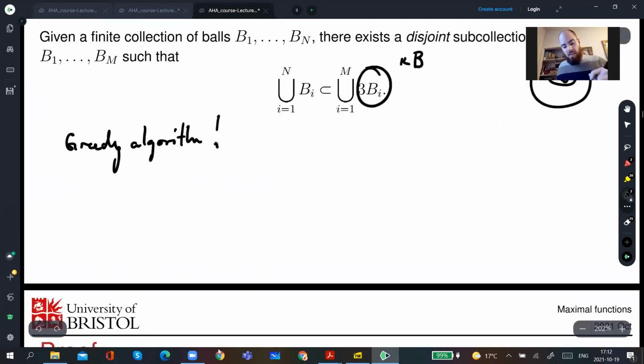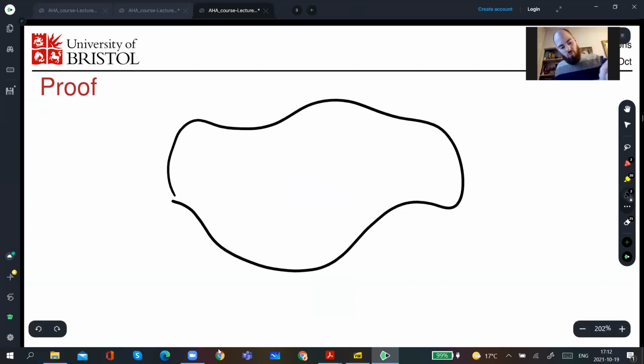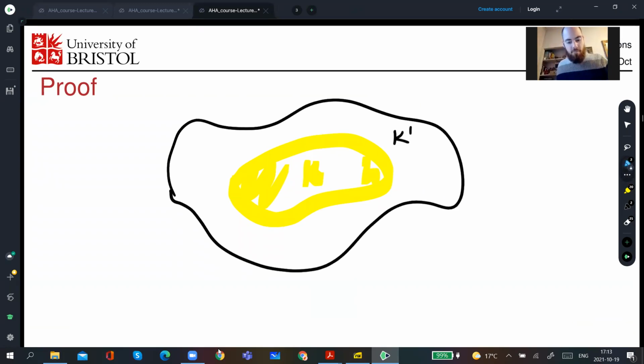You give me a whole bunch of balls. So my set K, let's draw it. My K prime is some set. Okay, and my K was maybe some other set inside. K, we said, had a bunch of balls covering it.